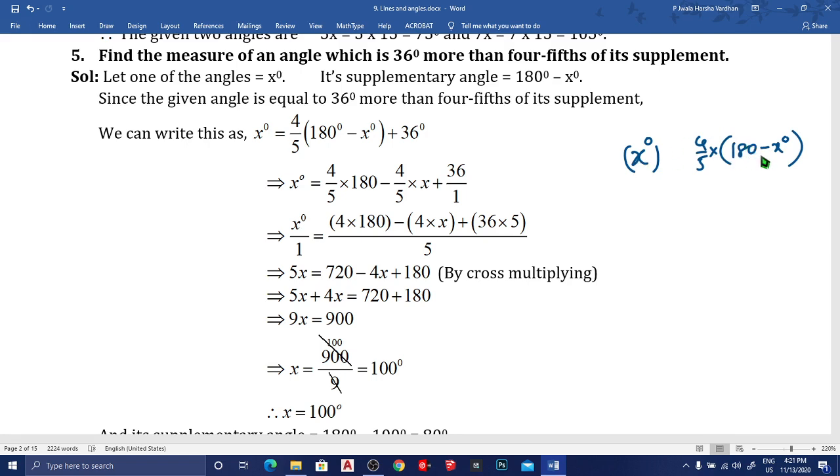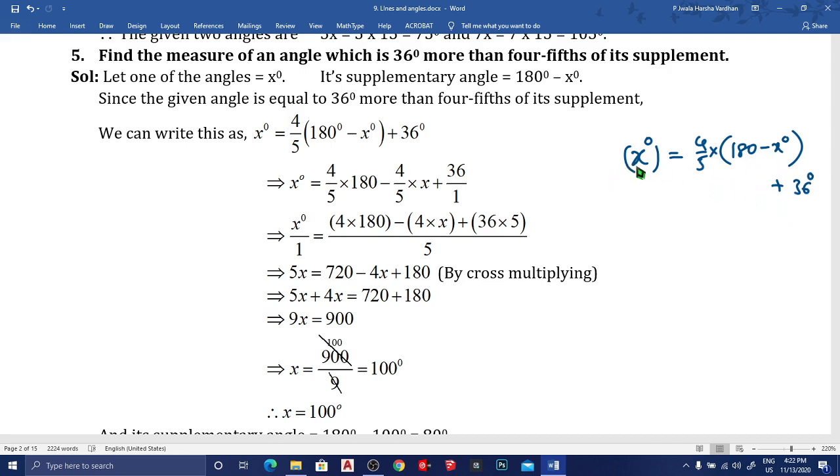Okay, is equal to how much? Which is 36 degrees more than this value. Okay, this x value is equal to this angle, an angle which is equal to 36 degrees more than 4/5 of its supplement. Okay, like that you have to write.